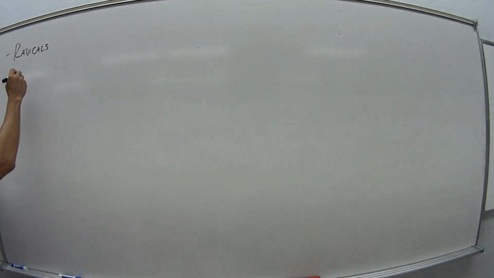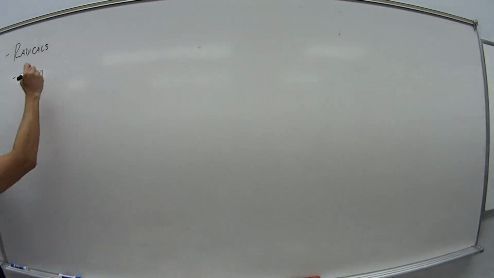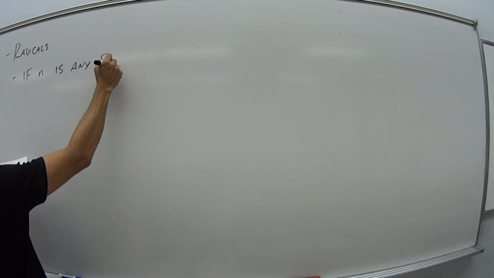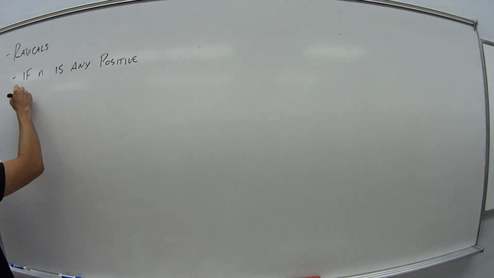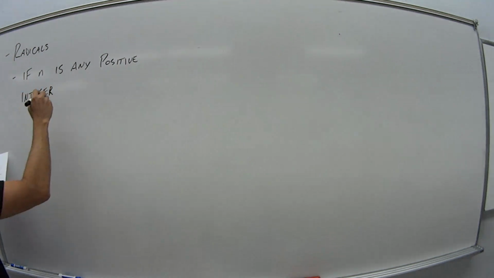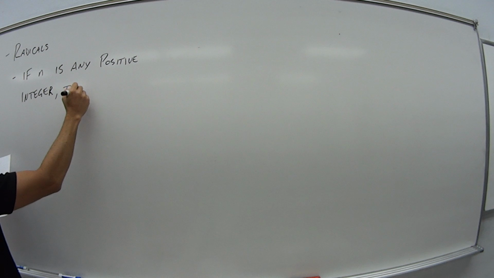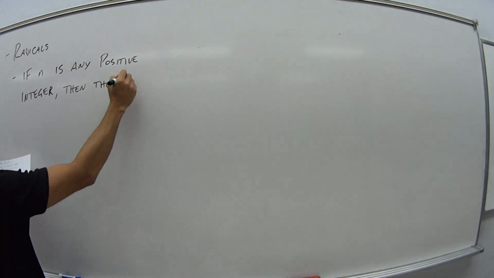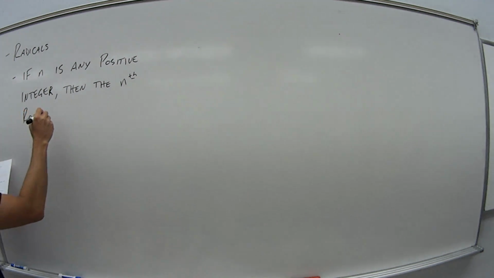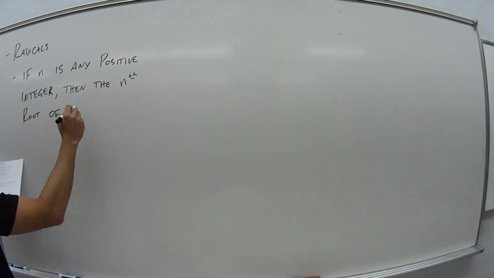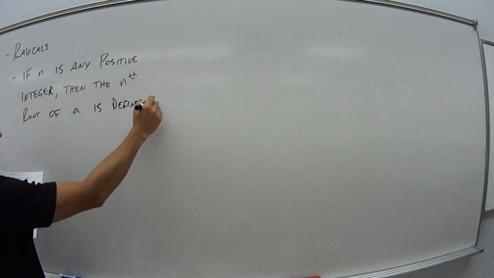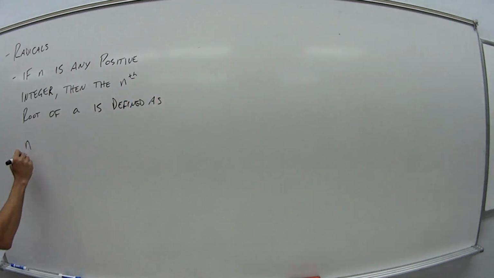So by definition, if n is any positive integer, then the nth root of a is defined as, we have this notation.